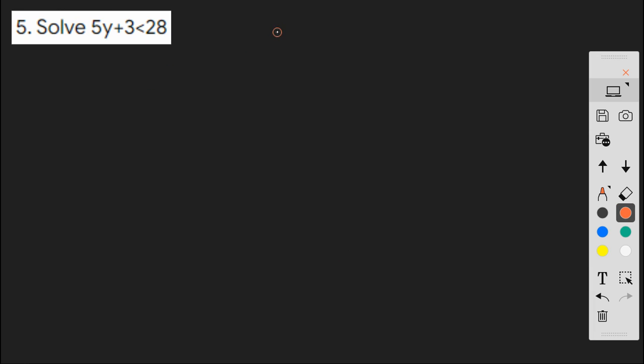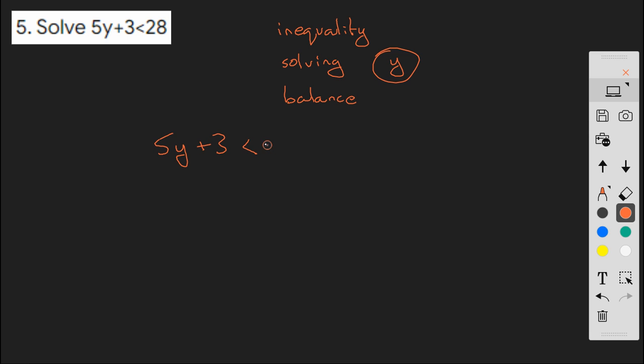So what we have here is an inequality, and when we are solving an inequality, the same principles apply as they do for equations. We're after something with y on its own, and the same principle of balance will apply, that we're going to do the same thing to the left and the right hand side. So we're trying to get y on its own.